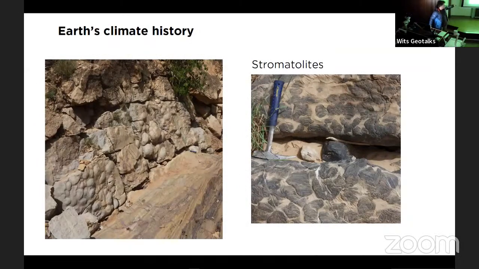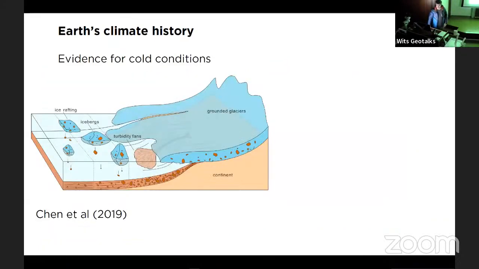These are actually two photos from northern Ethiopia, where on the left, you've got some inclined strata, and you can see the tops of stromatolites growing. And then on the right, you've got a cross section of some stromatolites that are also growing, in this case, vertically. If we see these in the rock record, we typically interpret this to mean we're in warm greenhouse conditions.